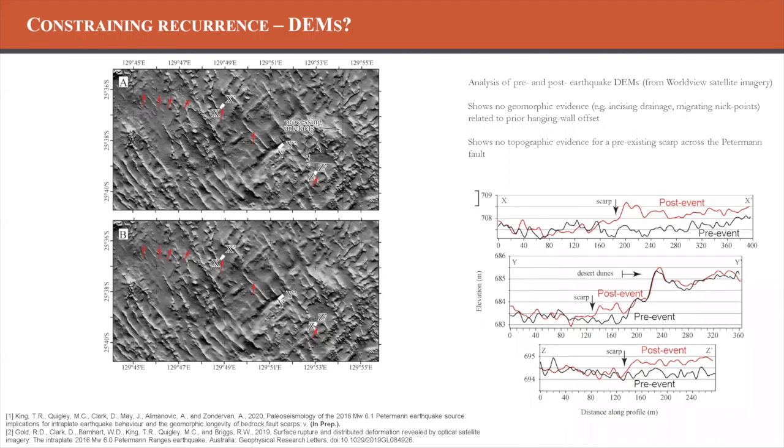We also looked at geomorphology of the region. If you offset the hanging wall of the footwall, you might change the drainage systems. And we see no evidence that there's been changes to the drainage. We see no migrating nick points. So there's no evidence in the landscape currently that there's been a pre-existing scarp.